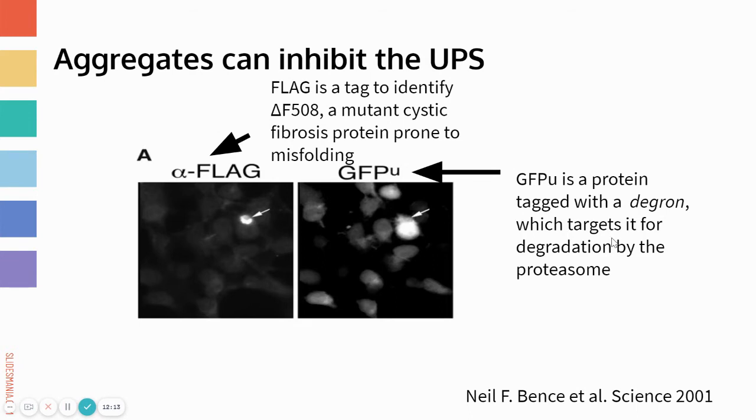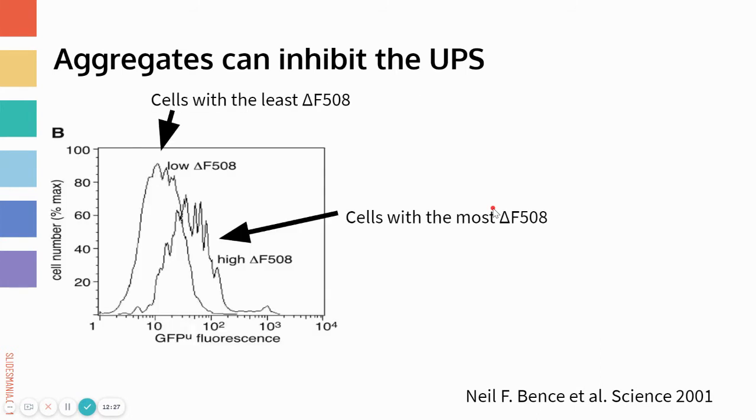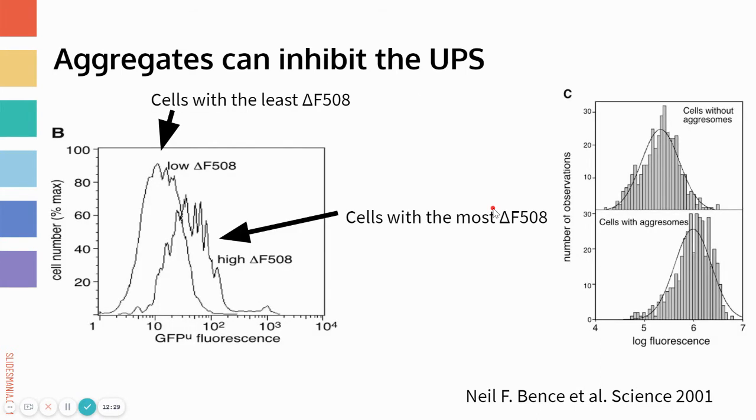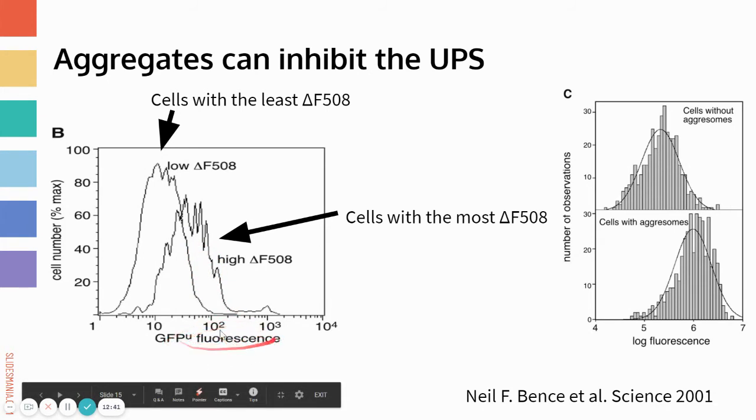So the take-home message from this paper is that aggregates can inhibit the ubiquitin proteasome system from functioning, and we can measure the health of the proteasome by using this degron fused to GFP. And these are just quantifications of what we showed in the picture. So cells with a lot of misfolded cystic fibrosis protein have higher amounts of fluorescence, which means that the GFP is not being degraded or the proteasome system is not working.